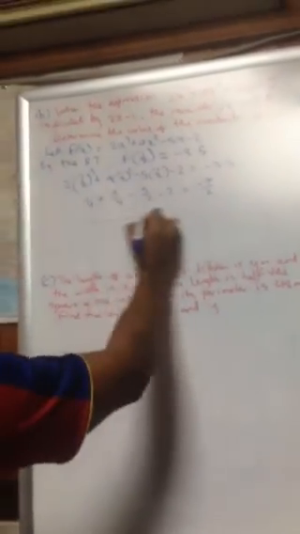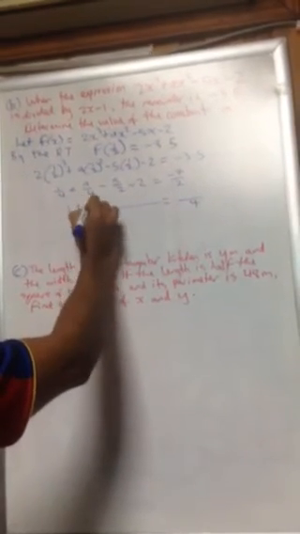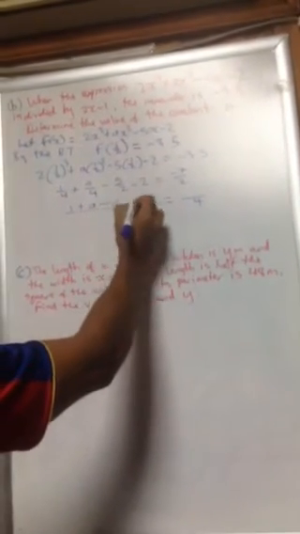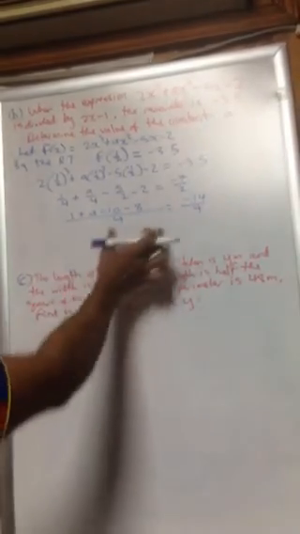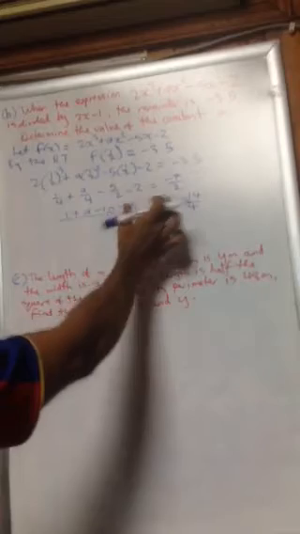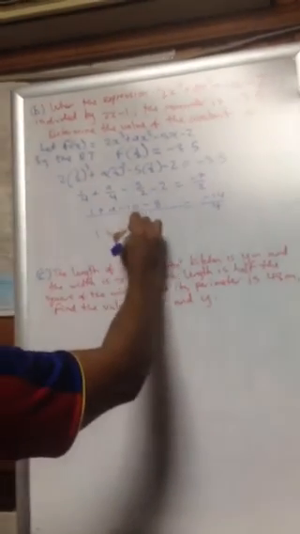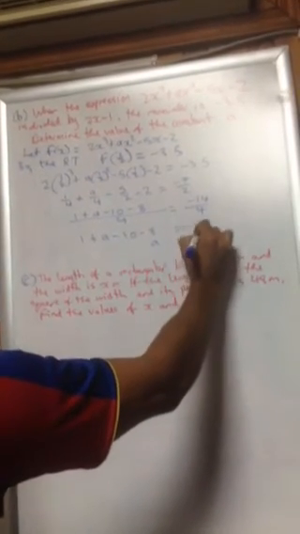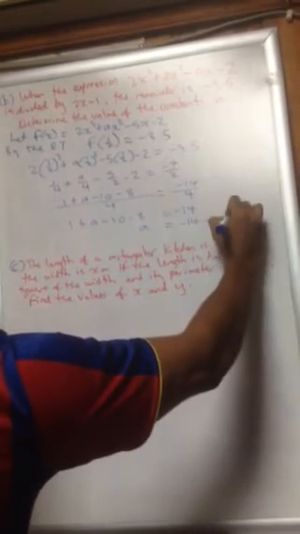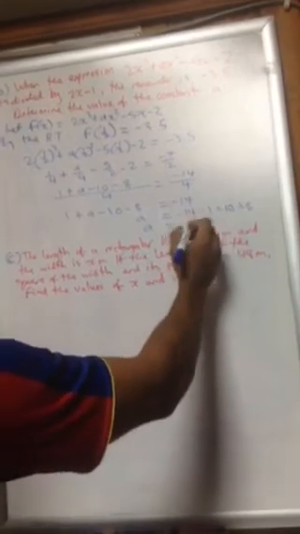We're going to put everything over 4. 1 plus a minus 10 minus 8 is equal to minus 14 over 4. Denominators are the same, therefore numerators must be the same. So 1 plus a minus 10 minus 8 is minus 14. A is equal to minus 14 minus 1 plus 10 plus 8, a is equal to 3.